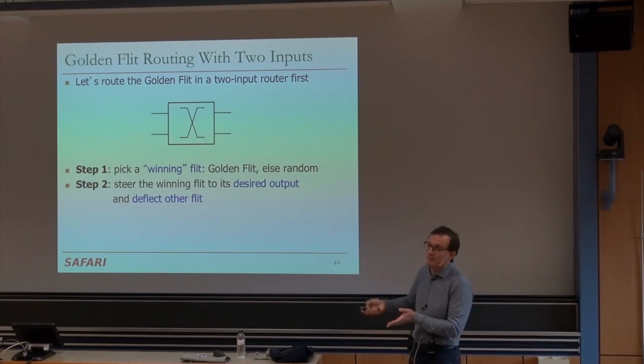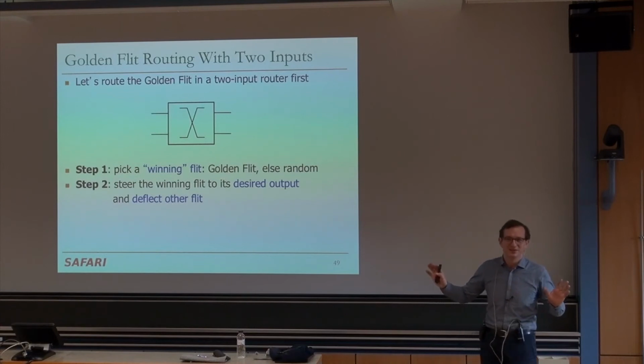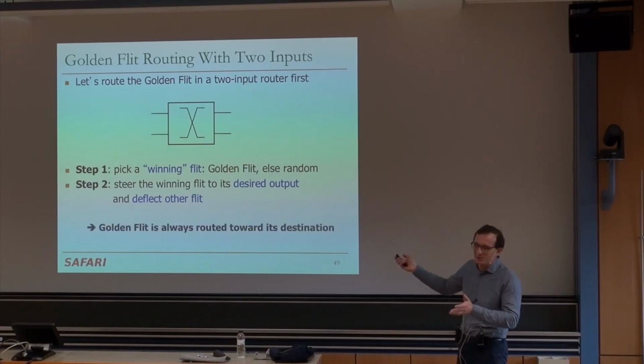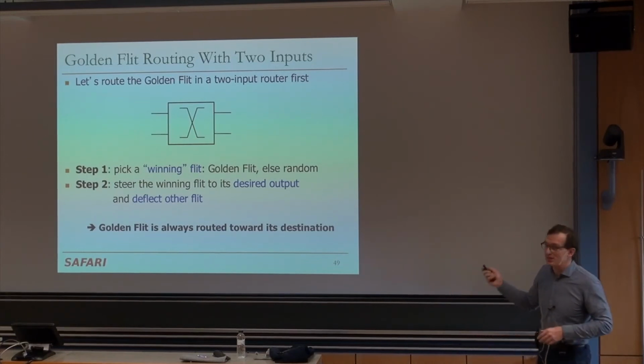Well, not necessarily deflects, because it may not actually be deflected. The desired output port may be that one, right? Basically, only the winning flit gets its desired output port. The other one, we don't care. Well, there's no choice anyway, because it's a 2x2 router. So a golden flit is essentially always routed towards its destination in this case.